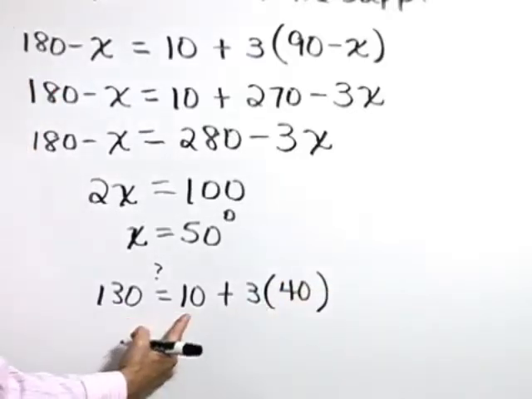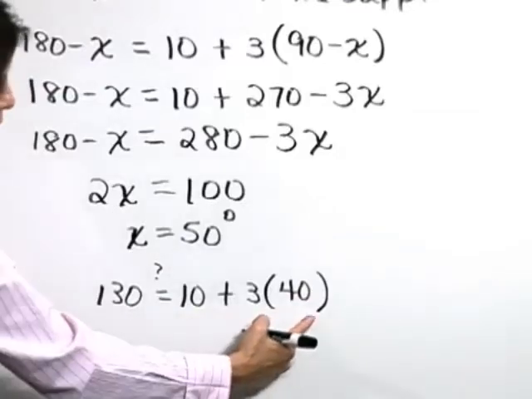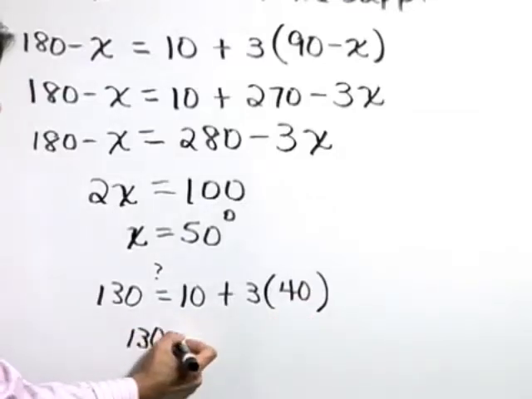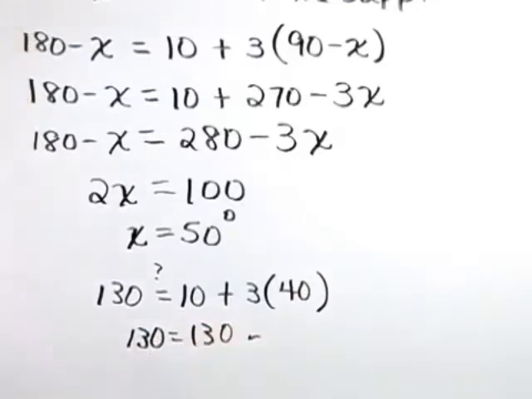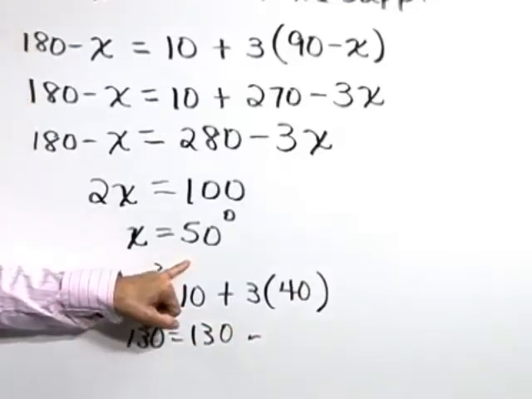Is 130 equal to 10 plus 120? Yes, it is. That's a true statement, so we can feel very comfortable that our angle measure is indeed 50 degrees.